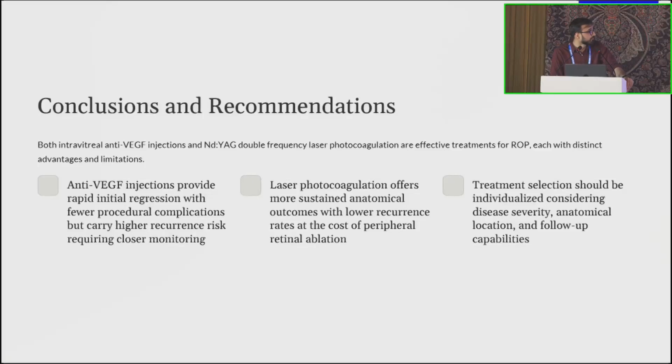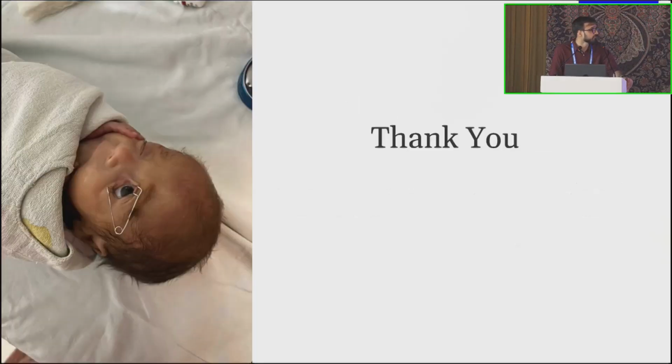Conclusions: both intravitreal anti-VEGF and Nd:YAG photocoagulation are equally effective for ROP, each with distinct advantages and limitations. Anti-VEGF injection provides rapid initial regression with fewer procedural complications but higher recurrence risk requiring closer monitoring. Laser photocoagulation offers more sustained anatomical outcomes with lower recurrence rate at the cost of peripheral retinal ablation. Treatment selection should be individualized considering disease severity, anatomical location, and follow-up capabilities. Thank you.